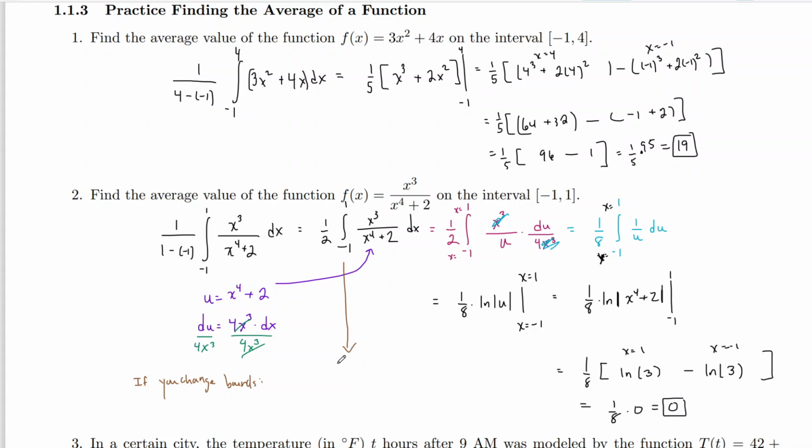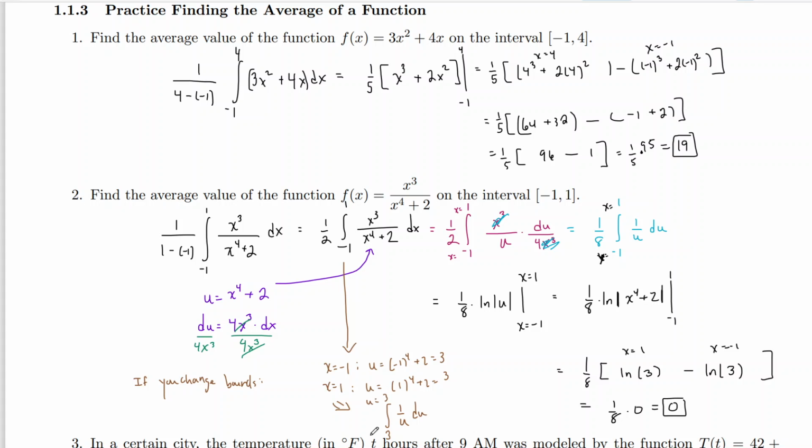If you had changed the bounds, when we plug in x equals -1 and x equals 1 into u, we get u equals -1 to the fourth plus 2, which is 3. And then for x equals 1, you get u equals 1 to the fourth plus 2, which is 3. Well, why is that automatically going to make it 0? Because when we plug in the bounds, in place of -1, we put 3, and in place of 1, we put 3. And then inside our integral, we had what was right here, but it's simplified to 1 over u. So I'll just make it 1 over u du.